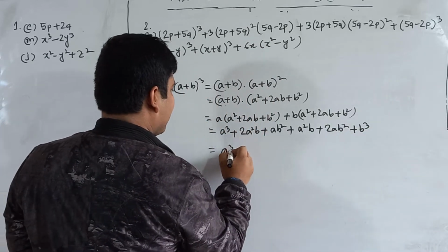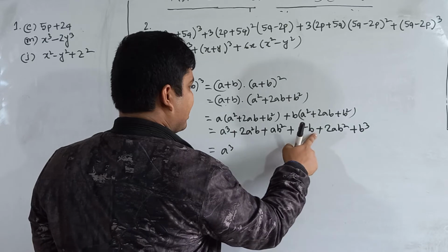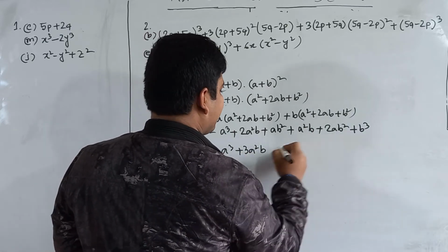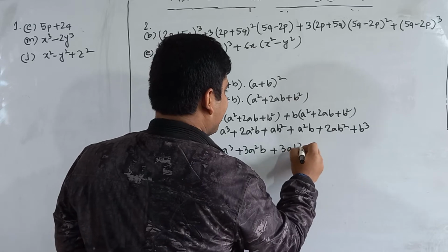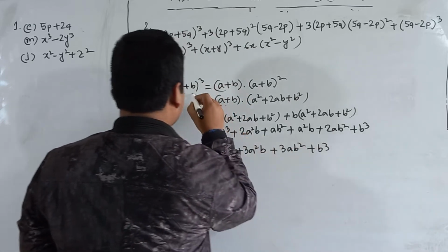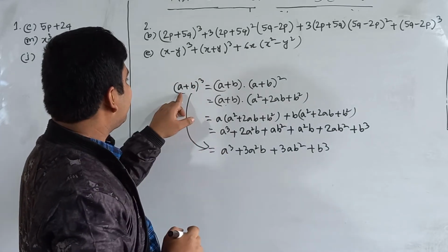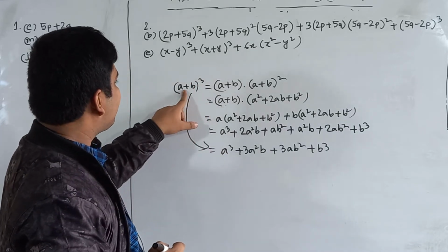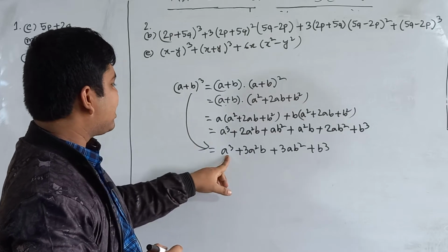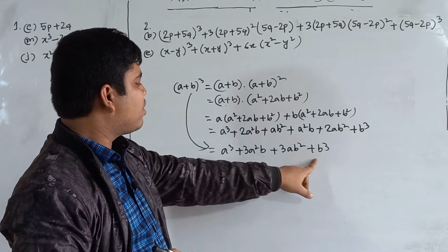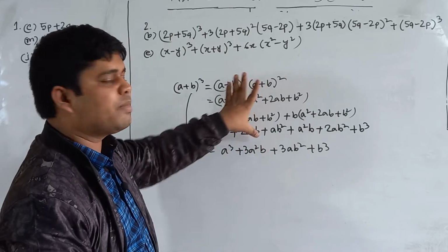Now a cube, 2a square b plus a square b, that means 3a square b. ab square plus 2ab square, that means 3ab square. So plus b cube. My dear students, this is the formula of a plus b whole cube. So when we say a plus b whole cube equals what? We say a cube plus 3a square b plus 3ab square plus b cube. We find this formula by solving this.